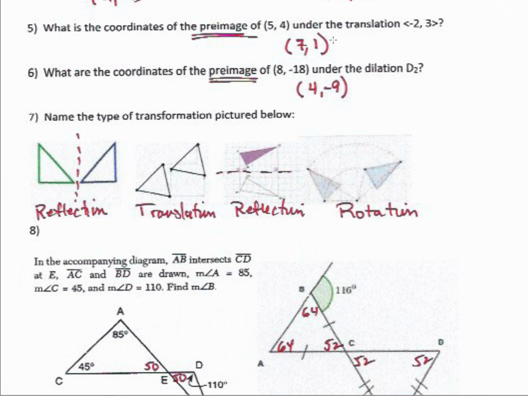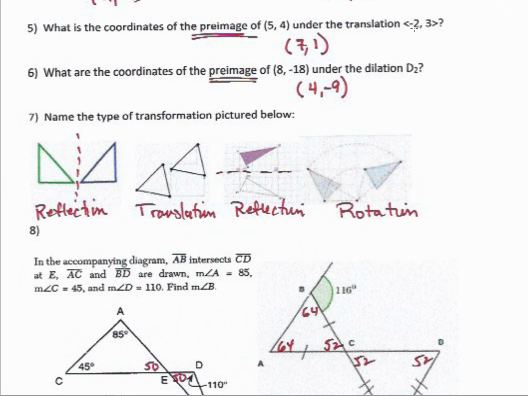Now, numbers 5 and 6 are tricky because I'm giving you what the result is, kind of like the game show Jeopardy. You need to ask me, what was the question? What do we start with? So under the translation, negative 2, 3, the answer is 5, 4. What did you have to start with? So you actually have to do inverses.